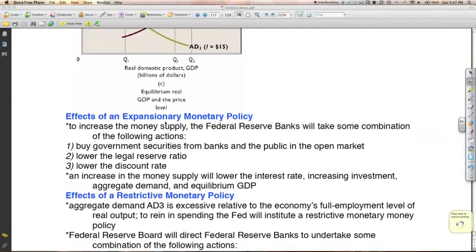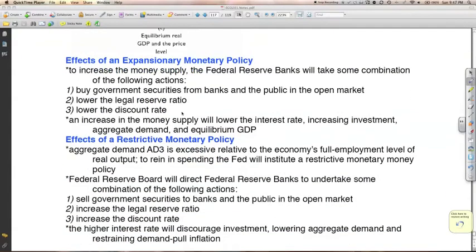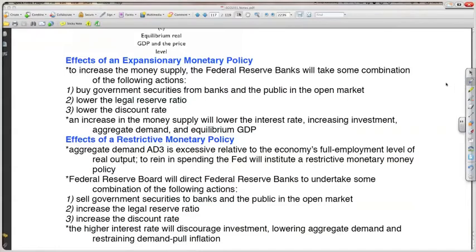So if we want expansionary monetary policy, then there's three things that the Fed can do. It can buy government securities from banks and the public, or buy bonds, right? And that's doing their Federal Open Market Committee, the FOMC. Or they can lower the legal reserve ratio, right, making more excess reserves for banks so they can lend more, or lower the discount rate, the rate at which banks loan to each other.